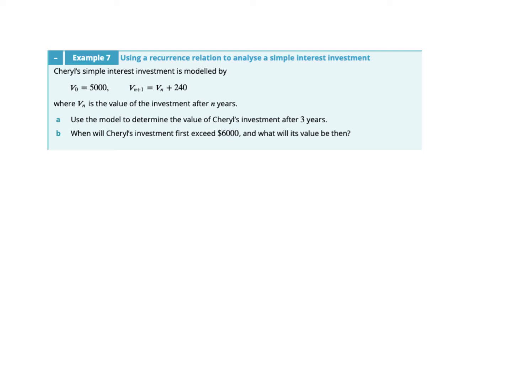All right, so here's another one. They said Cheryl's simple interest investment is modelled by this. This is what they've written here. They've given you the recurrence relation. That's a recurrence relation because it's got the N plus 1 rule and the V0. And where they say they'll tell you what the formula indicates, they're saying that N is years. So every year she's getting a certain amount added to it.